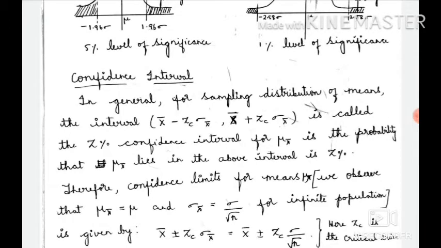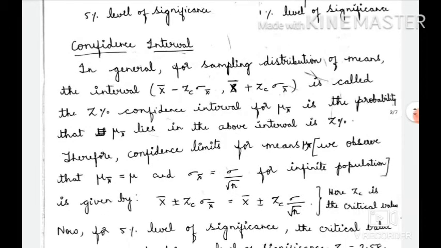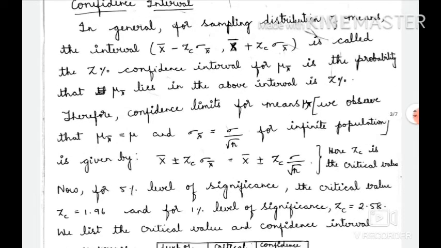Next we have the confidence interval. The confidence limits are given by the formula x bar plus or minus zc into sigma x bar. Here zc is the critical value. For 95% confidence level, zc is 1.96. For 99% confidence level, zc is 2.58.